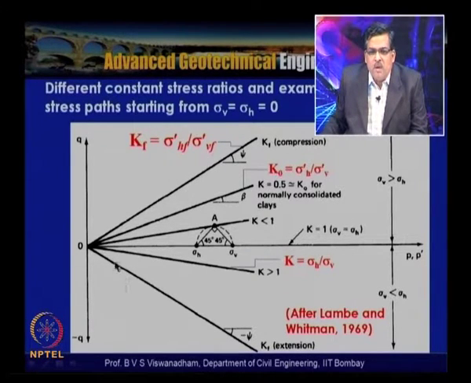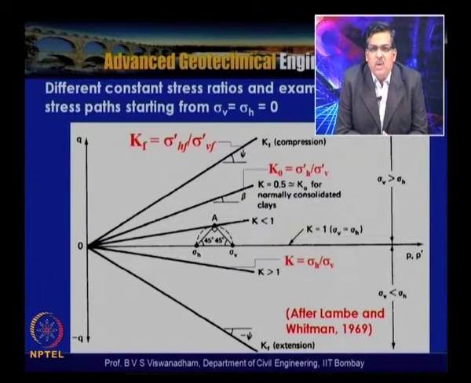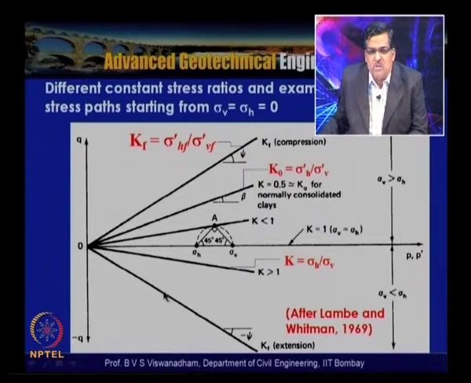The samples below here indicate that when the sample has been subjected to extension at failure, the stress path extends below the p dash axis, with an angle of inclination of negative psi. This is also the KF line under extension condition, and this is the KF line under the compression condition.